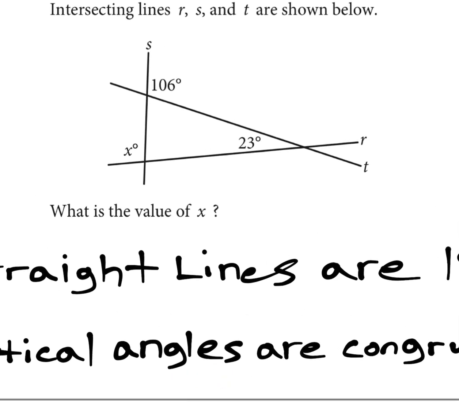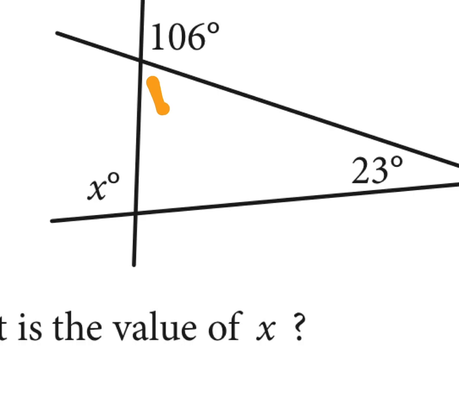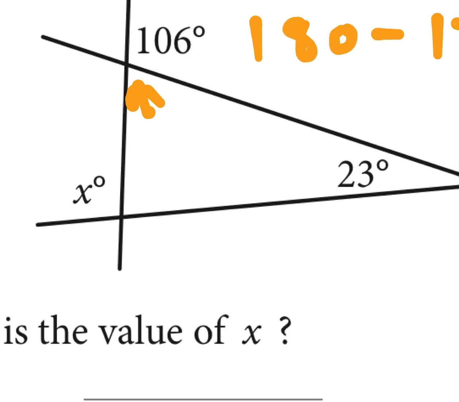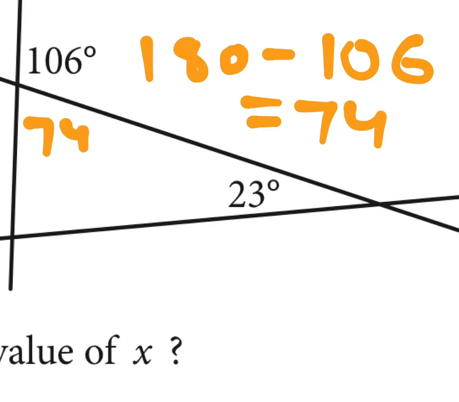So it's asking us what is the value of X. First, let's start off with line S. As you can see, it's been split into two angles. It's already shown us that one angle is 106 degrees. As I mentioned above, straight angles are 180 degrees. So let's try to find this angle right here. We know that it's going to have to add up to 180. So this angle is going to be equal to 180 minus 106, and that is going to be equal to 74. So we now know that this angle right here is 74 degrees.